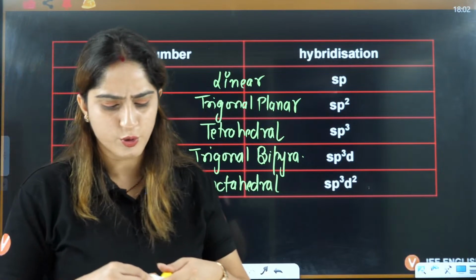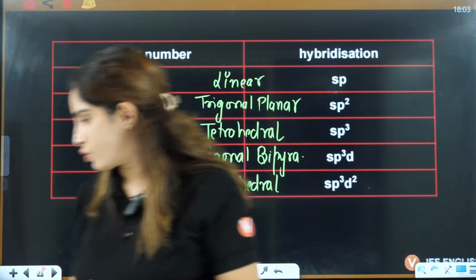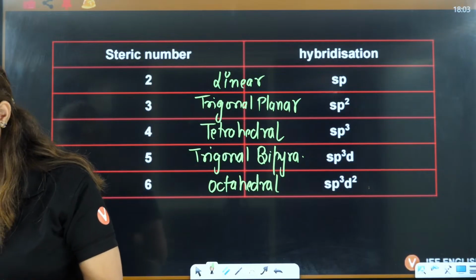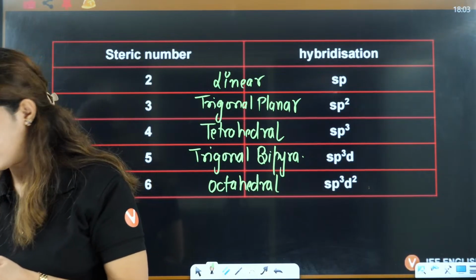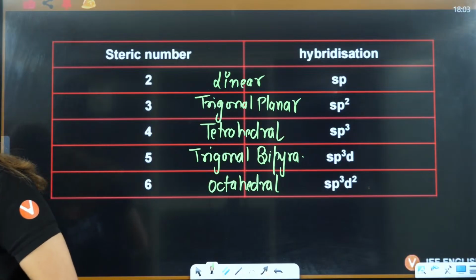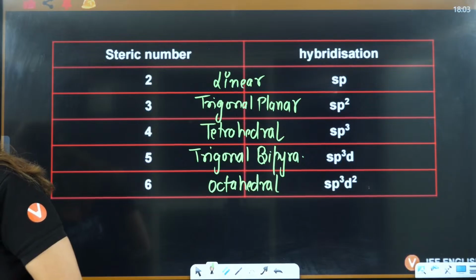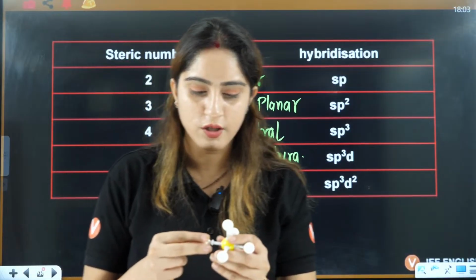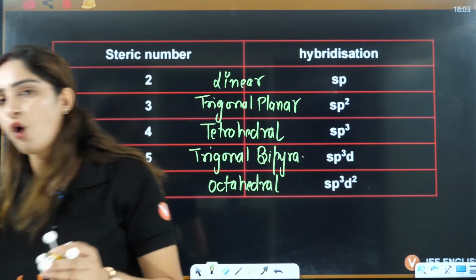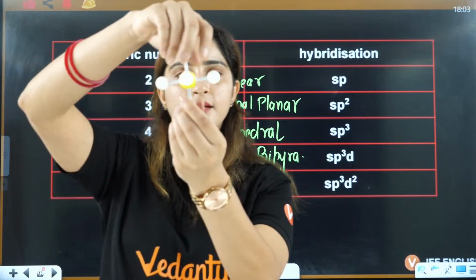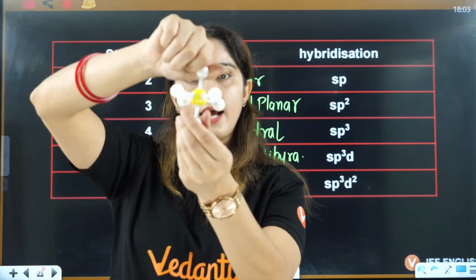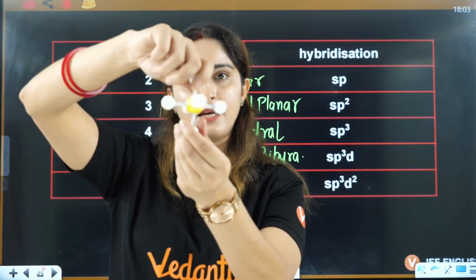Because that we will not do today, okay. So here you have this one, and this one. Just give me a second, let me just make the structure. Yes, so this is your octahedral structure, okay. This is the octahedral structure that we will be discussing, right.